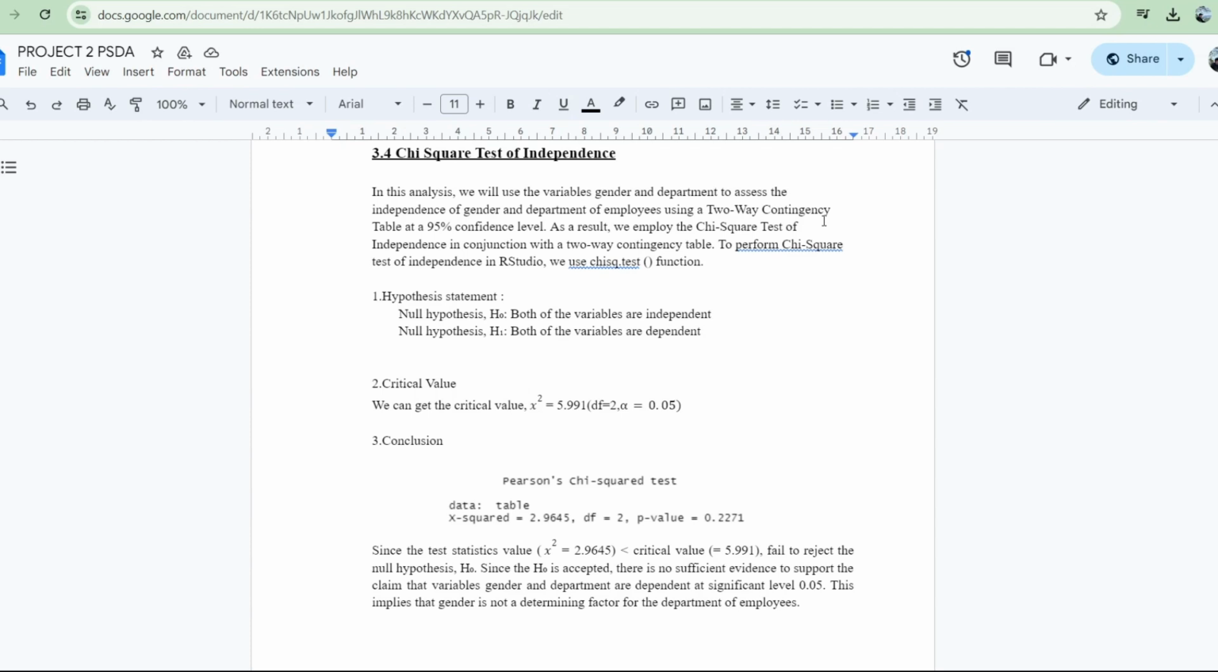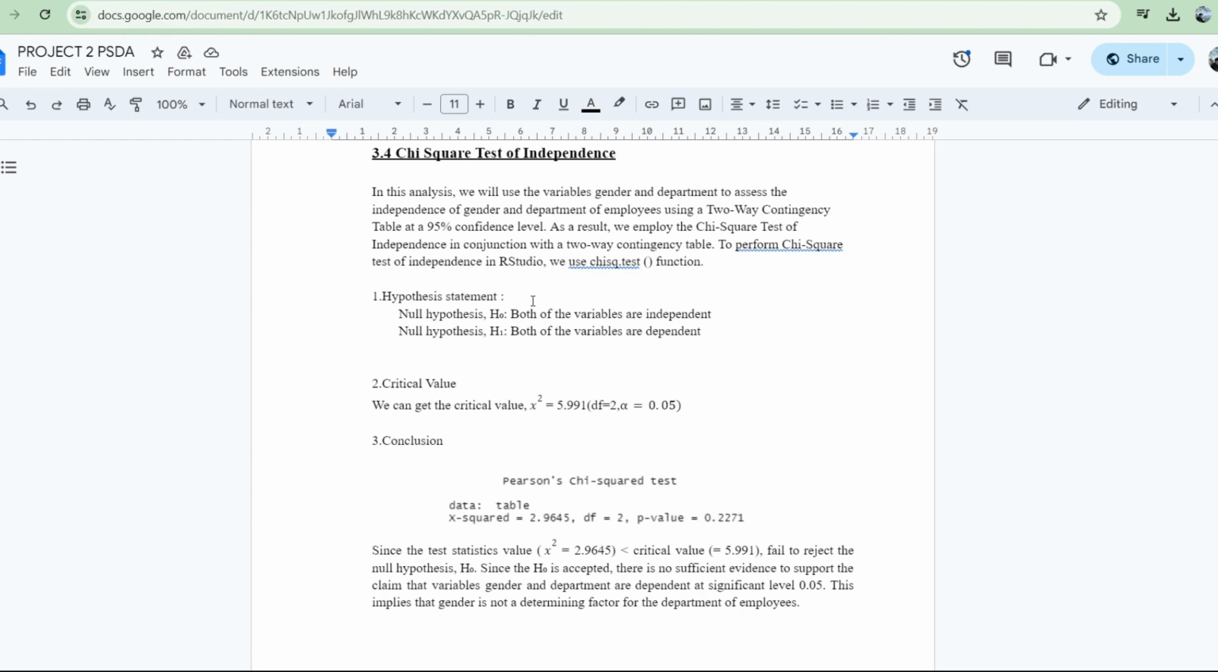So we will move on to the chi-square test of independence. In this analysis, we will use the variables gender and department to assess the independence of gender and department of employees using a two-way contingency table at a 95% confidence level. As a result, we employ the chi-square test of independence in conjunction with a two-way contingency table. To perform the chi-square test of independence in RStudio, we use the chisq.test function.